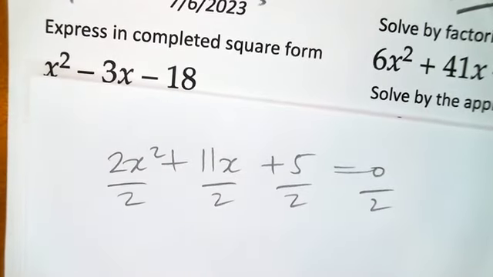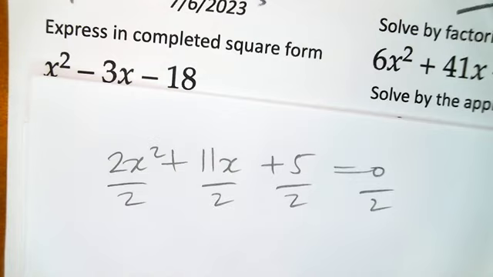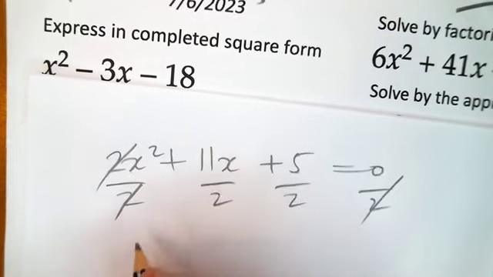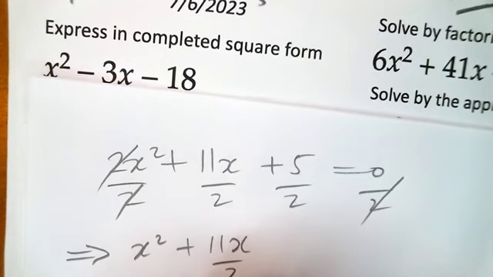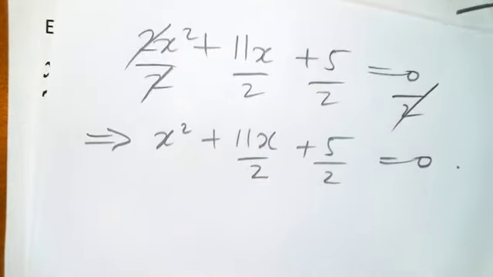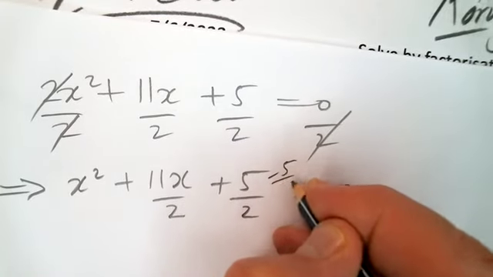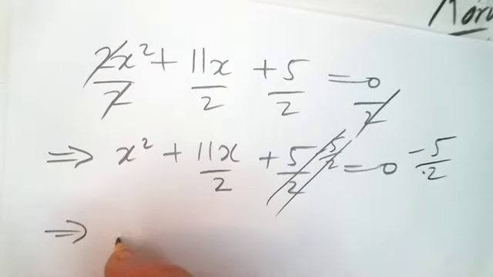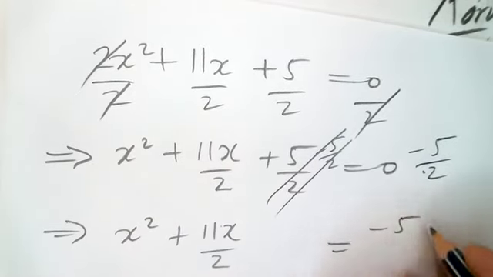Now, we don't have to restore that later, because when we divide 2 into 0, we get 0. So this just disappears. We're left with an x squared plus 11x on 2 plus 5 on 2, and it all equals 0. Now I'm going to subtract the 5 on 2 from both sides. So I'm now left with x squared plus 11x on 2 is equal to a negative 5 on 2.